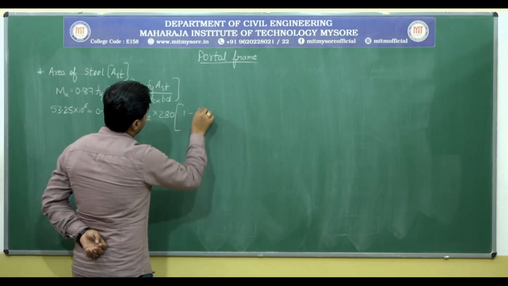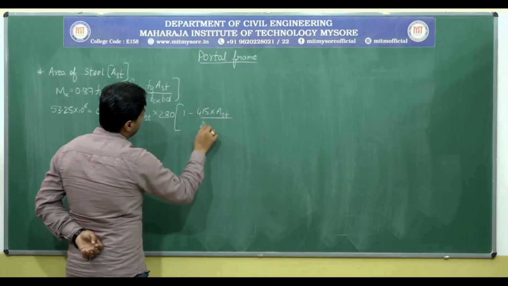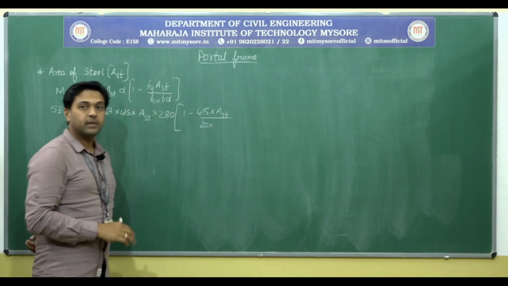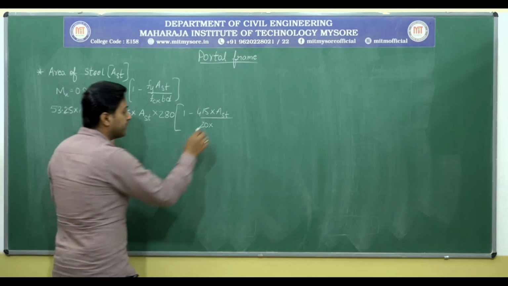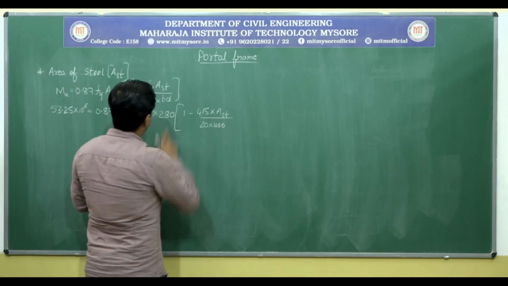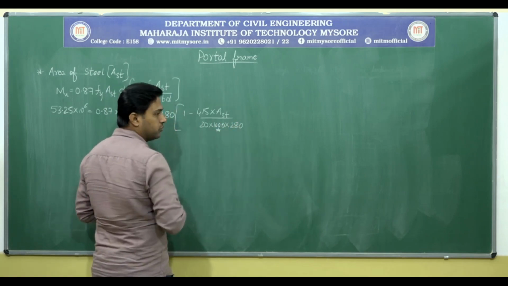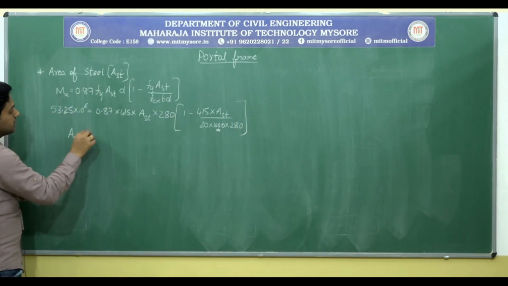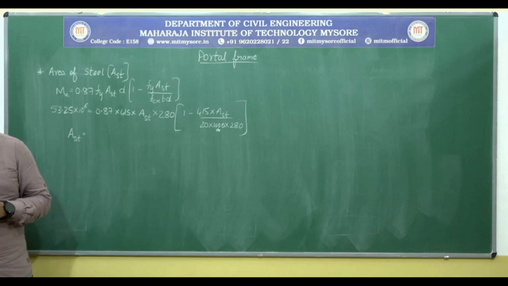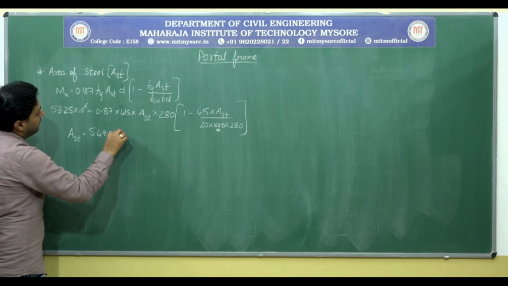Into 1 minus Fy is 415. AST I need to calculate. FCK is 20. Please be careful with the breadth as I am calculating the spacing. So for the footing I need to assume it as 1000 mm. Effective depth is 280. So be careful with this particular value. So now, what is the value of AST? The value of AST that we are getting here is 549.08 mm square.